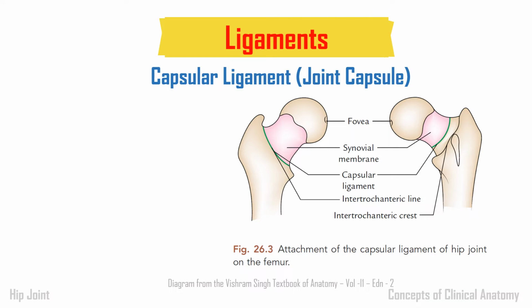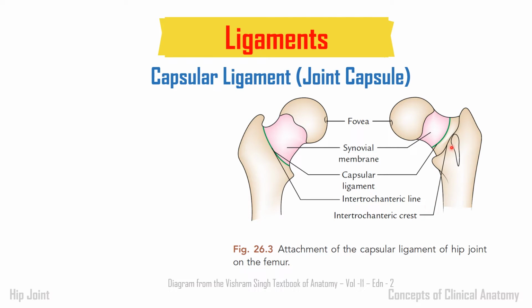Moving to the ligaments of the hip joint, first we'll start with the capsular ligament, otherwise known as the joint capsule, which is an outer covering of any synovial joint. If we see the attachment of the capsular ligament, anteriorly in the femur, it is attaching to the intertrochanteric line, that is the line extending from the greater trochanter to the lesser trochanter.